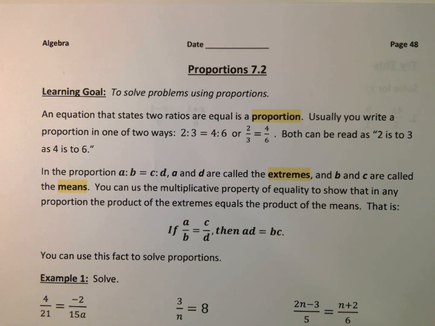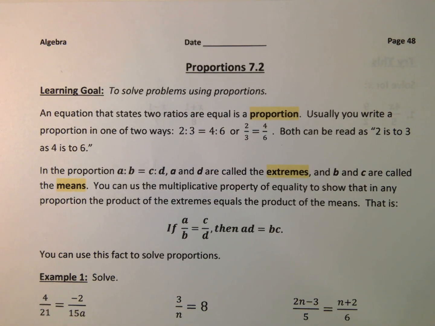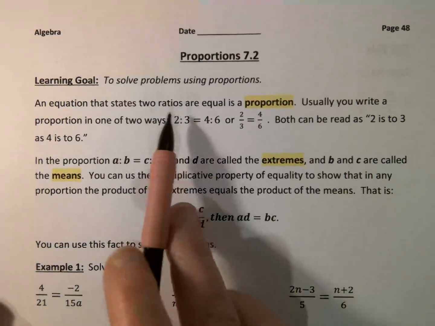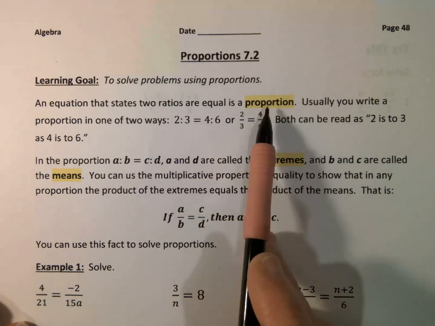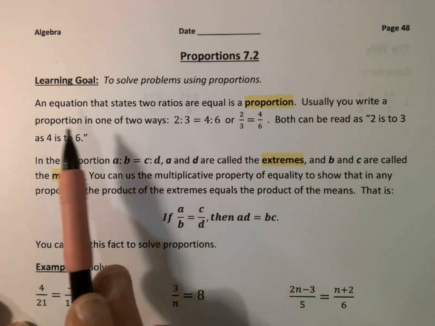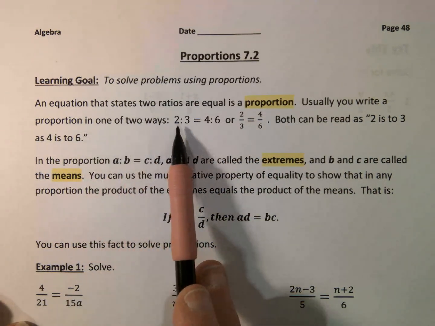Okay, this lesson is on proportions, and we're going to learn how to solve problems using proportions. So, an equation that states two ratios are equal is a proportion. So, if I have two fractions equal to each other, that is a proportion. Usually, I write a proportion in one of two ways.